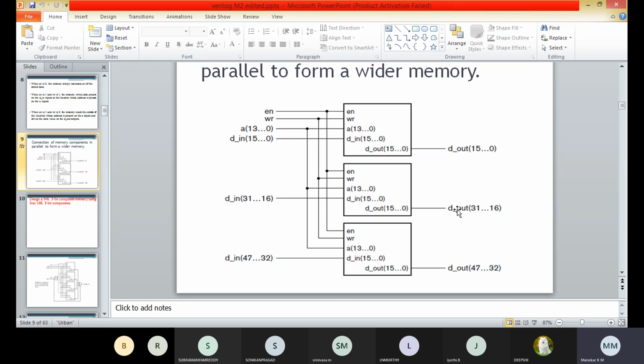Here we are going to place the first 2 power k locations in the first component and the second 2 power k locations in the second component, and so on. If the individual memory components are numbered 0, 1, 2, 3 and so on up to 2 power n by 2 power k minus 1, the component containing a location with address A is capital A by 2 power k. This is represented by the most significant n minus k bits of the address.